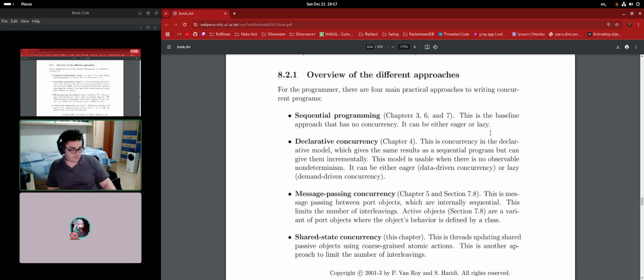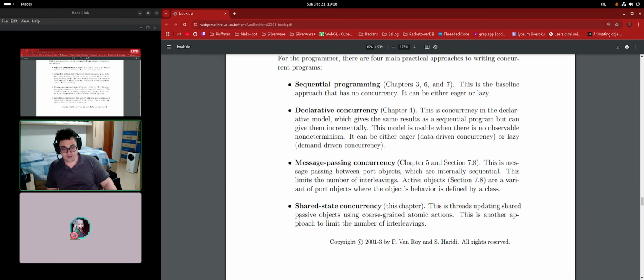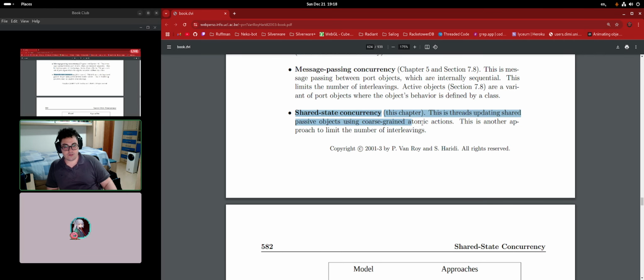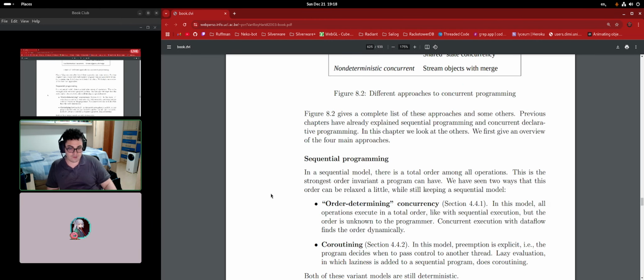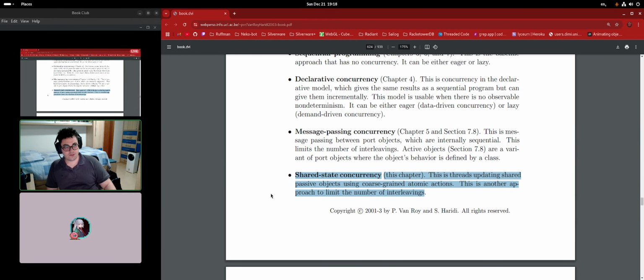By the miracle of data flow variables, we can do this. Then we have message passing concurrency, which we saw with port objects and later with active objects. And now we're going to see shared state concurrency, which is this chapter. And funnily enough, we're not going to be talking about all the usual abstractions that are usually associated with shared state concurrency. But to give the book some credit, I consider mutex, semaphore, just variations of locking.